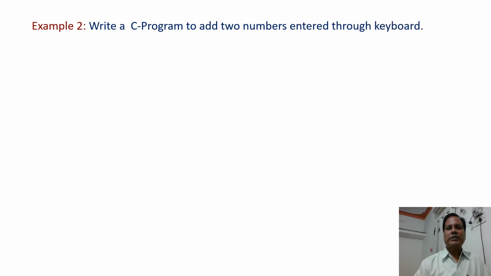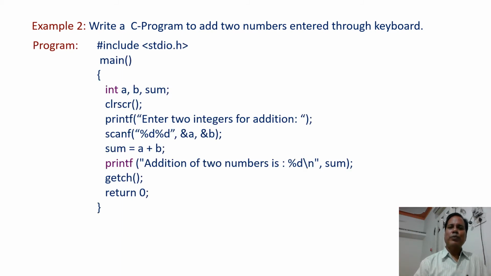Now let us discuss another program, and in this one we write a C program to add two numbers entered through the keyboard. Now in this program we have to get these two integer numbers from the keyboard. So the program may be like this one.